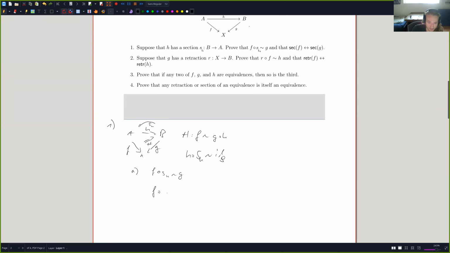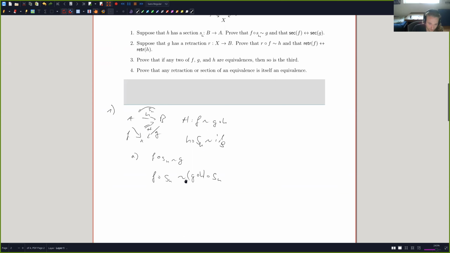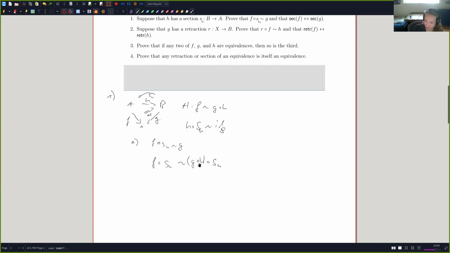Well, f after s_h. We know that f is homotopic to g after h. So this translates to g after h after s_h. And there's, of course, many things happening here. For one, we are first associating this way. But we already know that composition is associative, so we might as well drop the parentheses. And it depends on the type theory if it's associative up to a path or judgmentally. But I think here it's judgmentally equal. And well, what is this homotopy? That is really just H whiskered. I need a different symbol for this. Whiskered with s_h.